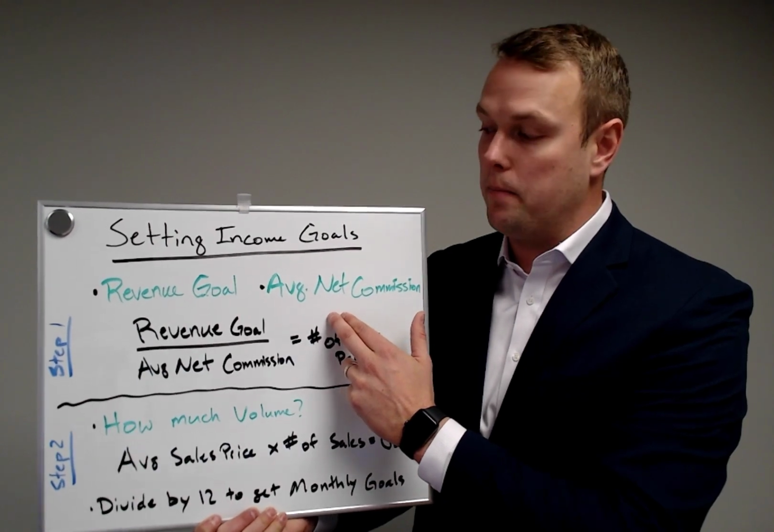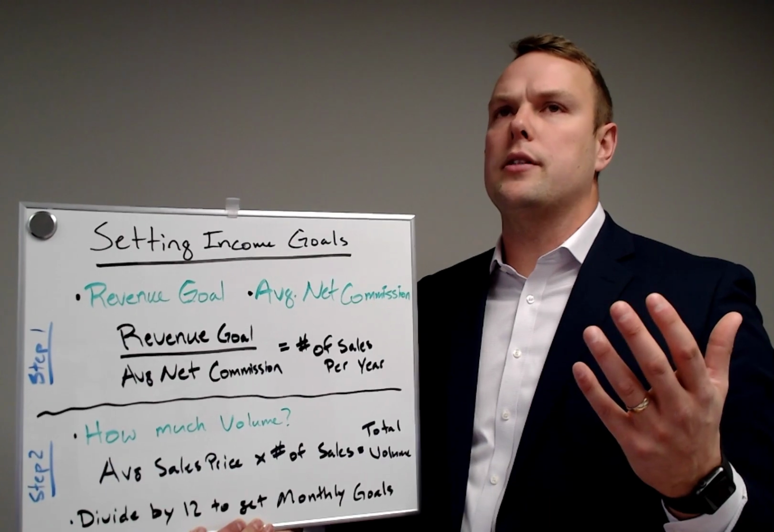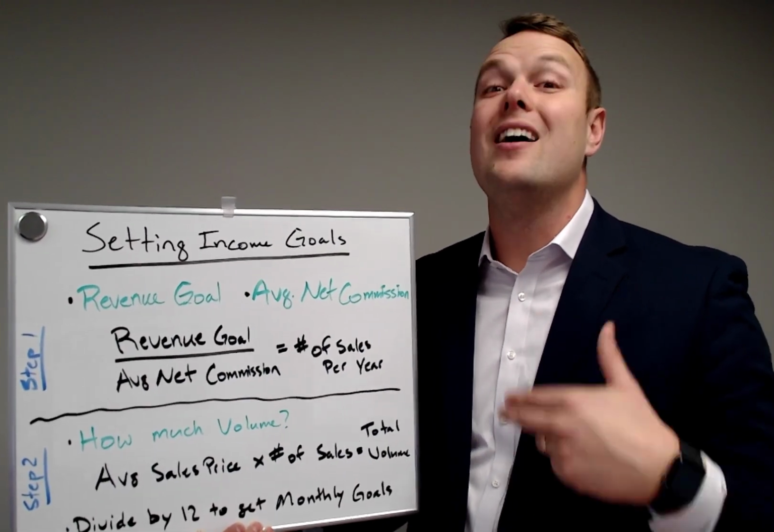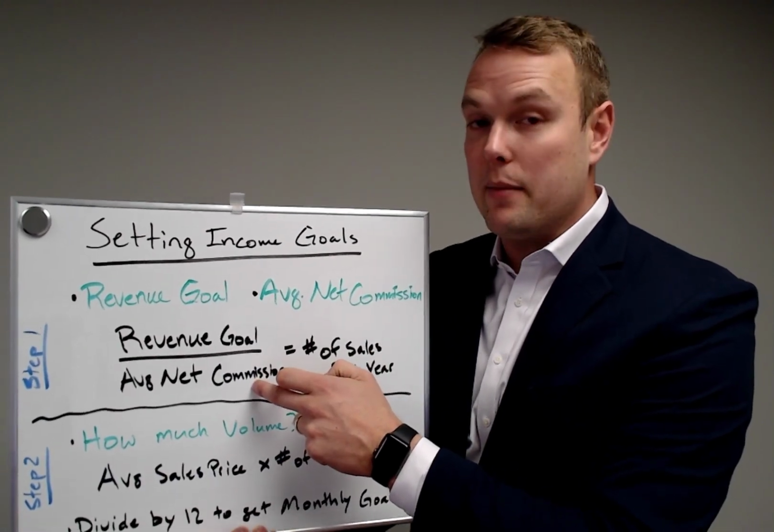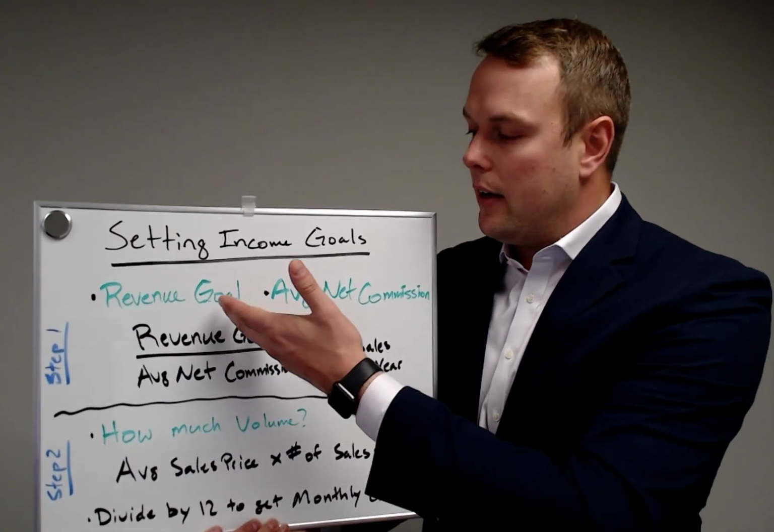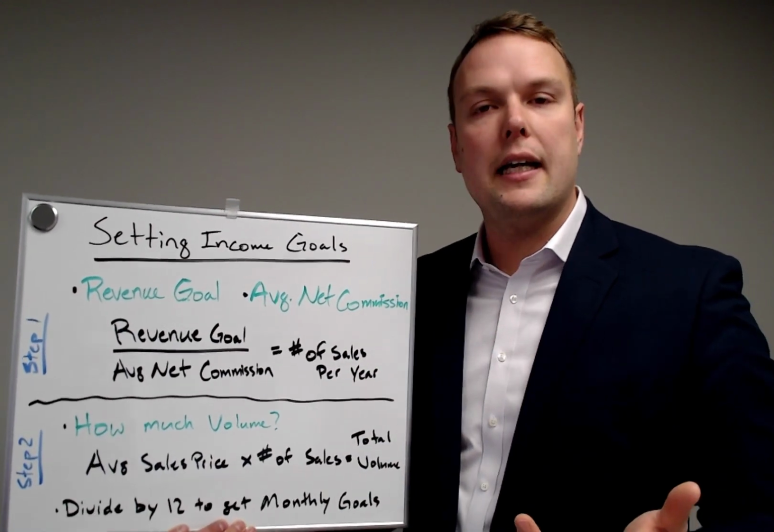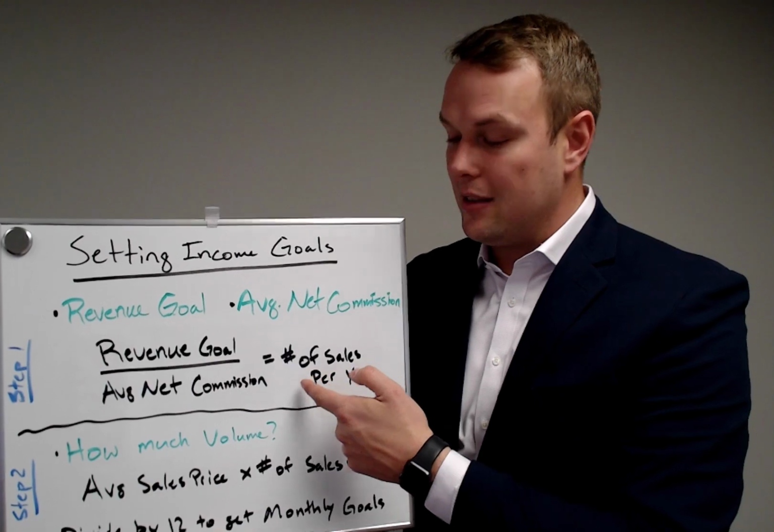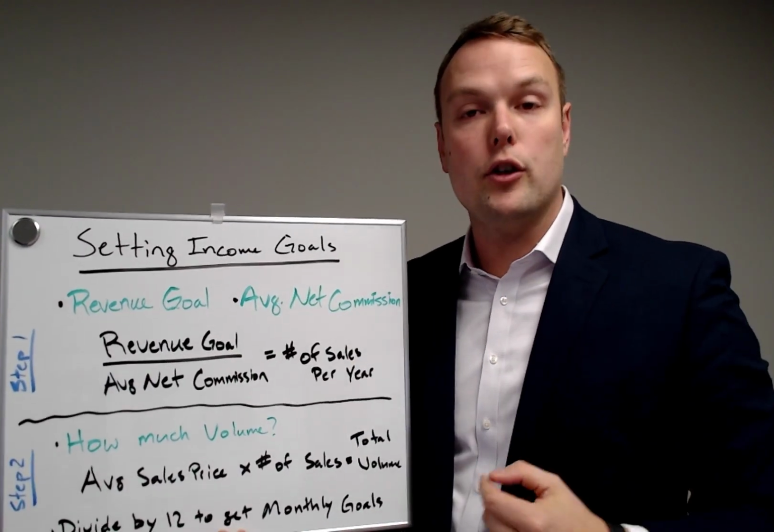average net commission. The math of figuring out, okay, I want to make $200,000 in real estate. What's that look like? Most folks will then just naturally break that down to number of sales. So we take our revenue goal, divide it by the average net commission, and that gets us the number of sales we need to make. So let's say I have a goal of making $200,000. My average net commission that I get, let's say, is $5,000. You do $200,000 divided by $5,000. That means you need to do 40 sales to achieve that revenue or income goal.